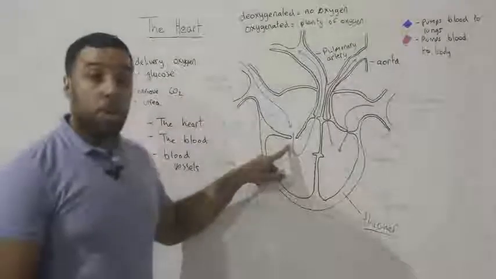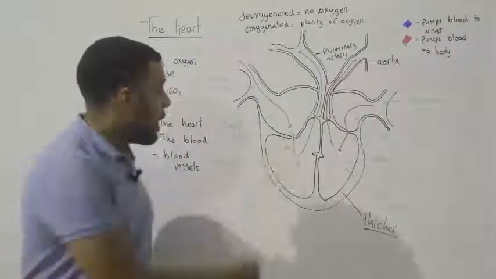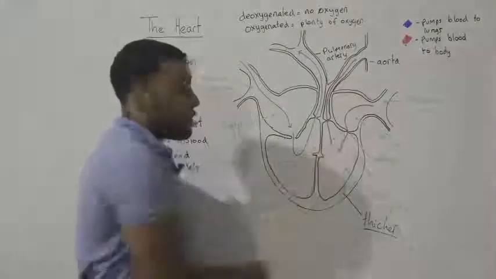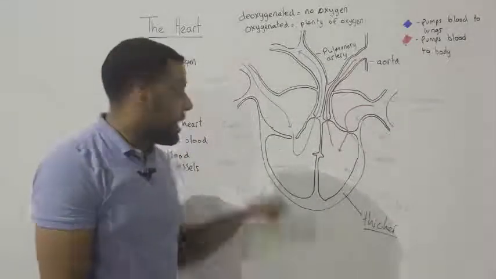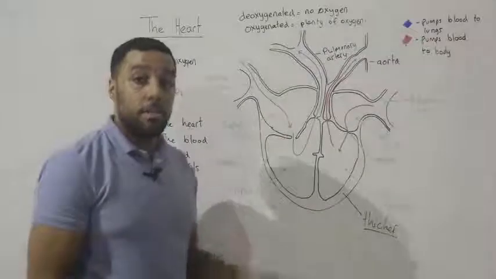The heart also contains valves. Now, the function of these valves is to stop the blood from flowing backwards. It keeps the blood flowing in the right direction.